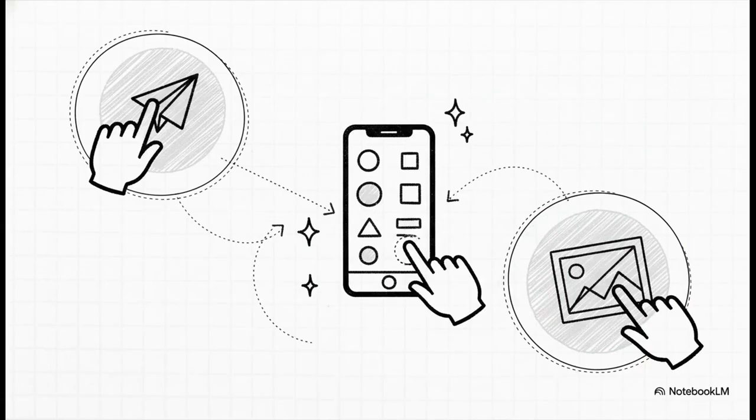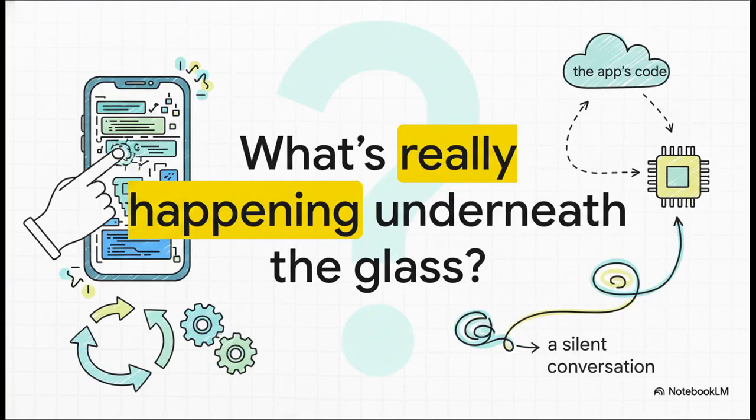I mean, think about it. Every day, you're doing hundreds of these little actions. Tapping to send a message, swiping to see the next picture, scrolling through your feed. And every single time, it feels instantaneous, seamless, almost like magic, right? But of course, it isn't magic. It's this incredibly complex dance happening between your finger, the app's code, and your phone's processor. So what is really going on in that blink of an eye after you tap?